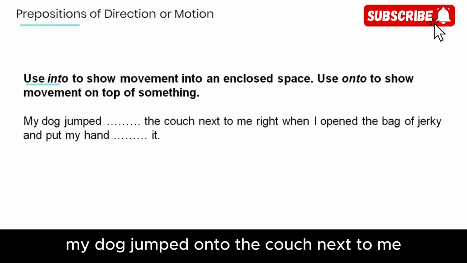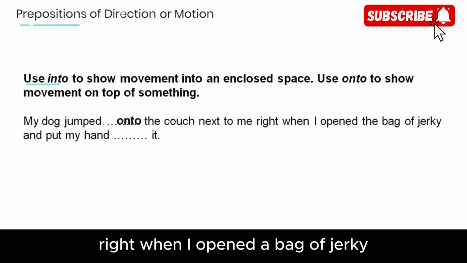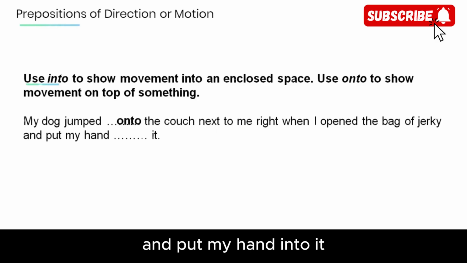My dog jumped onto the couch next to me right when I opened the bag of jerky and put my hand into it.